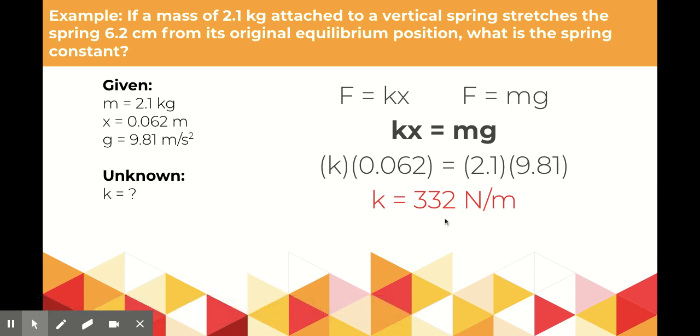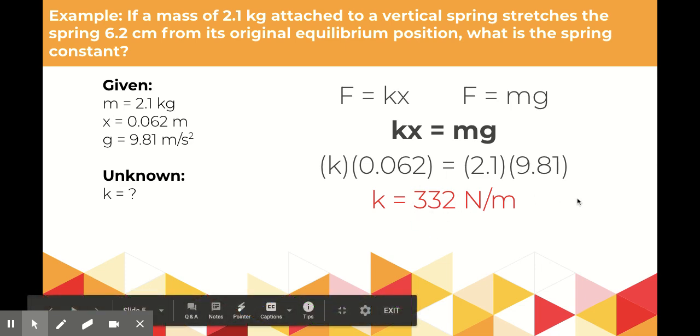This is going to tell us that our spring constant for this specific spring is going to be 332 Newton meters. This will always be dependent on the type of material and the shape of the spring, like if it's tightly coiled or loosely coiled. K can change depending on the situation, but you can use K over and over again within that same system if you're trying to solve for something different.